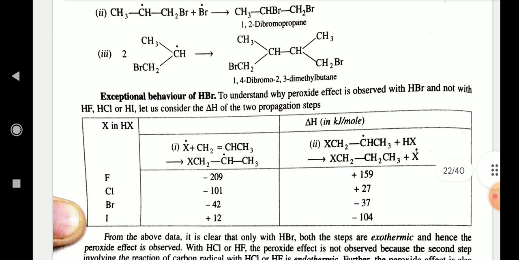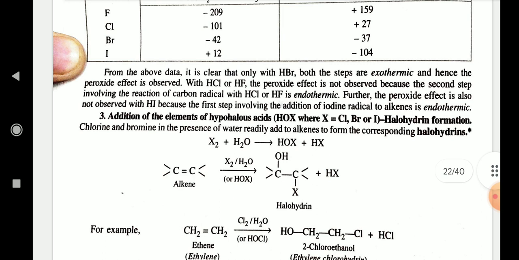Next topic is exceptional behavior of HBr. To understand why peroxide effect is observed with HBr and not with HF, HCl or HI, let us consider the delta H of the two propagation steps. From the above data, it is clear that only with HBr both the steps are exothermic and hence the peroxide effect is observed. With HCl or HF, the peroxide effect is not observed because the second step involving the reaction of carbon radical with HCl or HF is endothermic. Further, the peroxide effect is also not observed with HI because the first step involving the addition of iodine radical to alkene is endothermic.